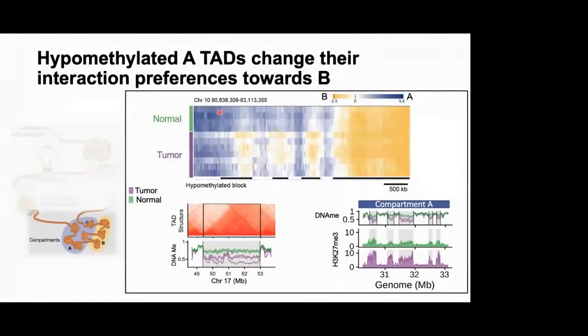Another difference in compartment structure that we observed is highlighted here. When we were just visualizing the eigenvector that is used to define the AB compartments, we would see these regions that tended to change from an A-like state in the normals to a B-like state in the tumors. And interestingly, when we overlay this with hypomethylated blocks, which are regions of the genome that tend to lose methylation in the tumors compared to the normals, we saw a very good overlap between these regions.